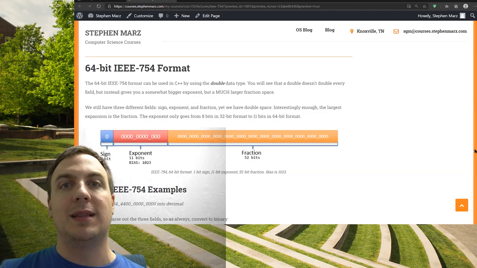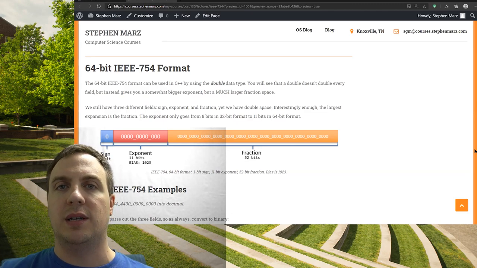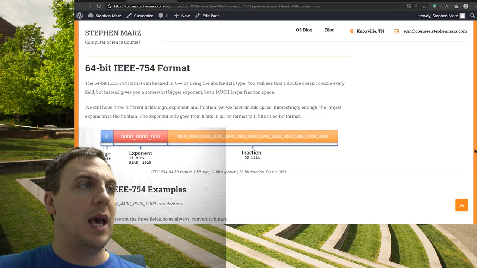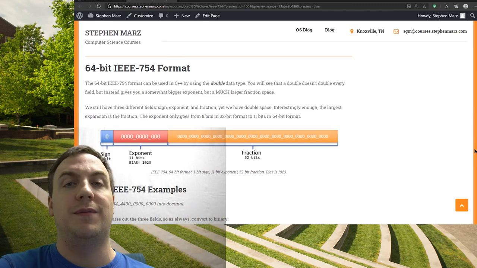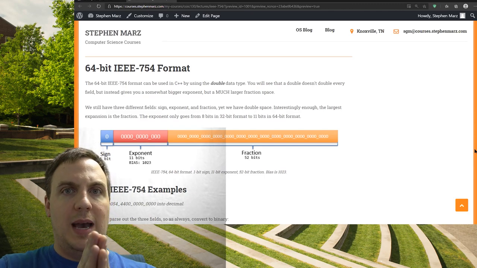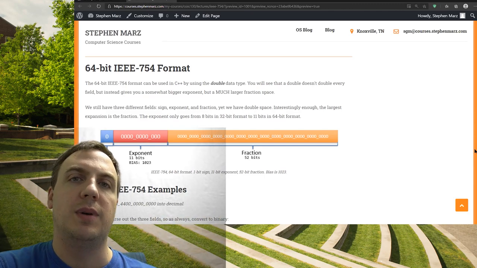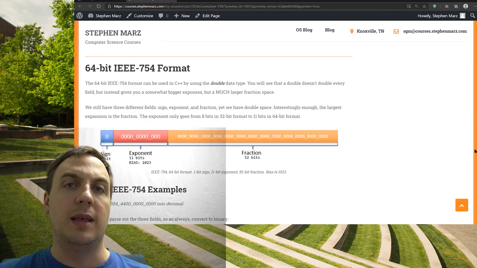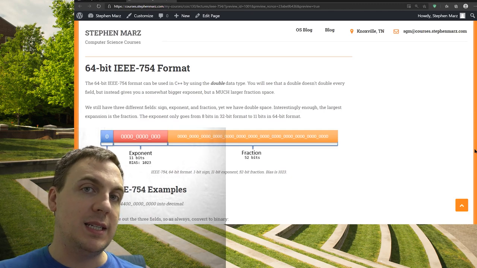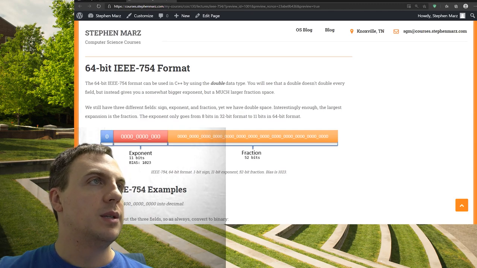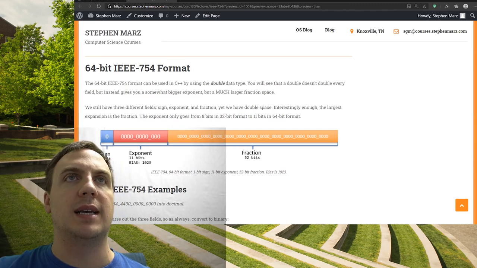Now, a double is double the size of a float, but we don't double every single field of the float. Notice that the exponent goes from 8 bits into 11 bits, and then our fraction goes from 23 bits into 52 bits. So whenever we doubled the size from float to double, we actually gave much more weight to the fraction than we did the exponent. However, with the exponent, remember, in a 32-bit float, the bias is 127. Now, with a 64-bit double, the bias is going to be 1023. So the reason for that, let's go ahead and do the exact same number. We'll do 2.5.